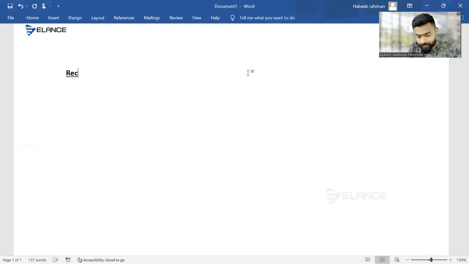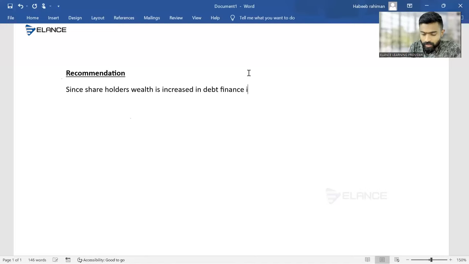My recommendation: since shareholders' wealth is increased in debt finance, it is financially recommended. If you felt that there are some more marks for the comment, you could continue this.